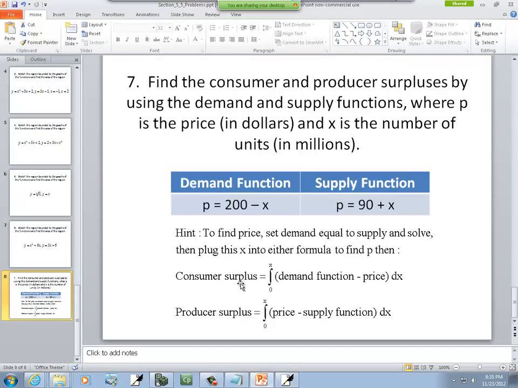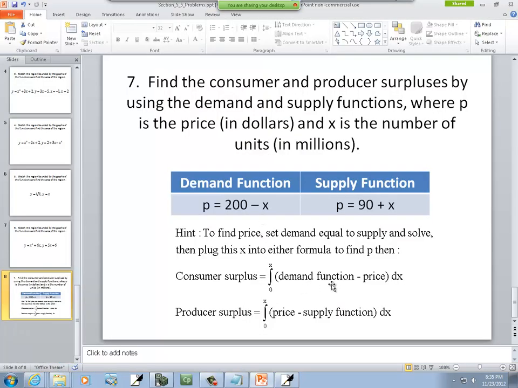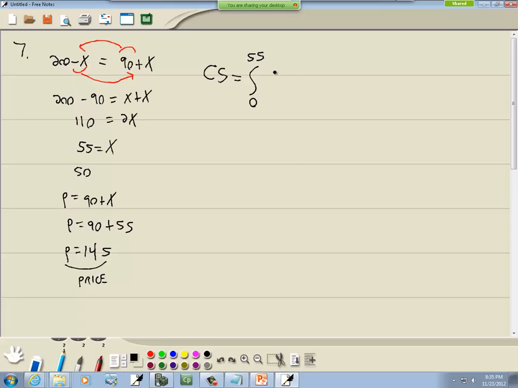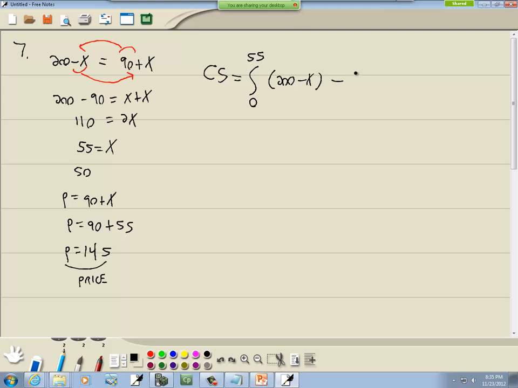Okay, so our consumer surplus. I just put CS for consumer surplus. It says it's going to go from 0 to X. So 0 and X we said was 55. And then our demand function goes first, which was 200 minus X. Minus, and then our price. Price was 145 dx. Okay, so let's do this first. So 0 to 55, we got 200 minus X minus 145 dx.